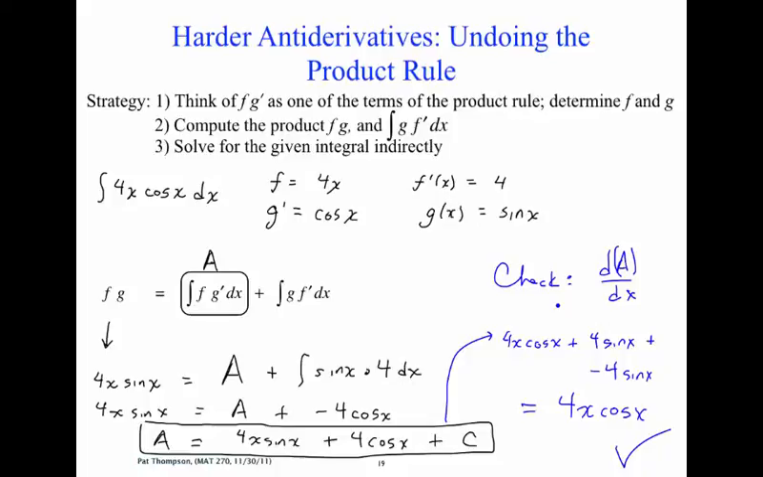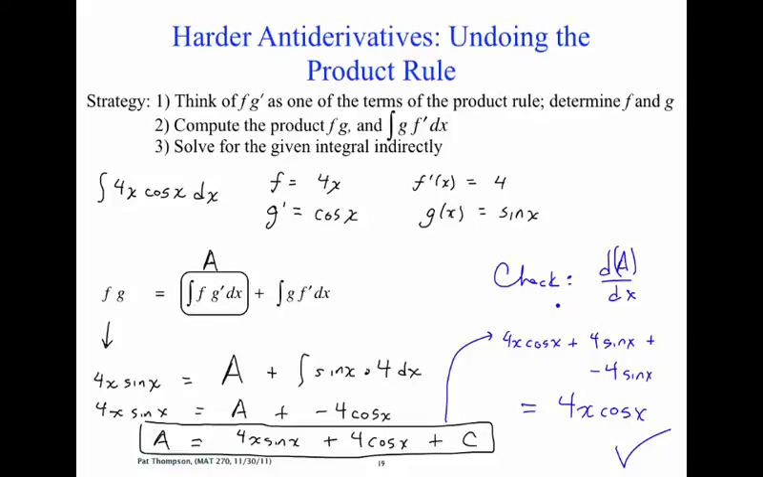But I'm just really trying to keep your focus on that this is really the product rule. You're really working on one term of the product rule, and we'd rather do the other integral, find fg, and then solve indirectly. So I'm just trying to shift the focus from memorizing steps to what's really happening. Questions on that?